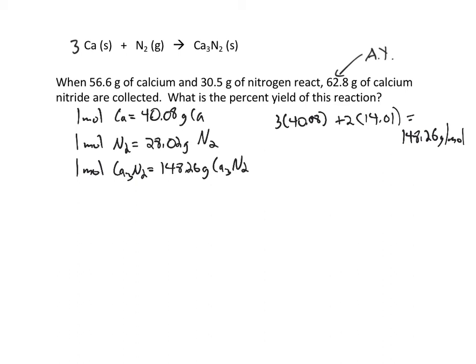And then my molar ratios, I'll write those off to the right here. 3 moles calcium, 1 mole calcium nitride, 1 mole of N2, 1 mole of calcium nitride. Alright, so now I'm ready to do my 2 stoichiometry steps, right? One for the calcium, one for the nitrogen.